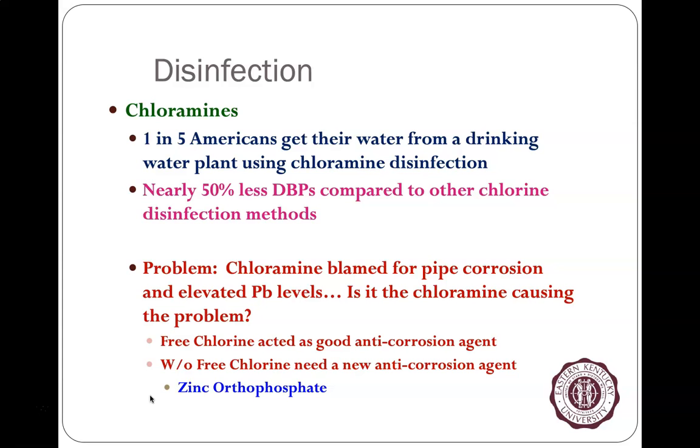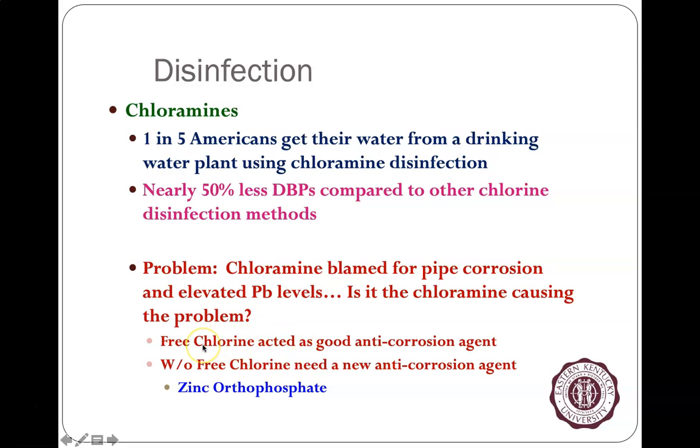So a lot of drinking water plants in the United States get their water treated, and they choose to treat it with chloramines. At least 20% of Americans get their water treated with chloramines. And these are good in that they reduce the amount of disinfection byproducts. However, they do have a problem with pipe corrosion. So we're going to discuss pipe corrosion here in another video about Flint. But chloramine is blamed for pipe corrosion and elevated lead levels.